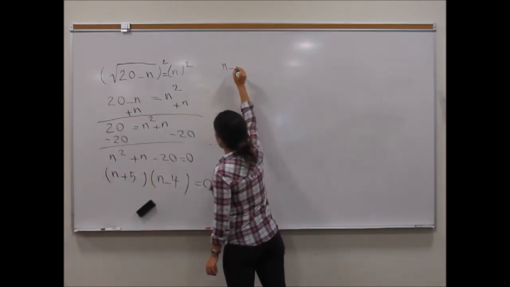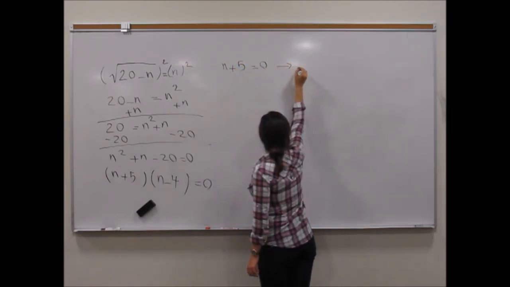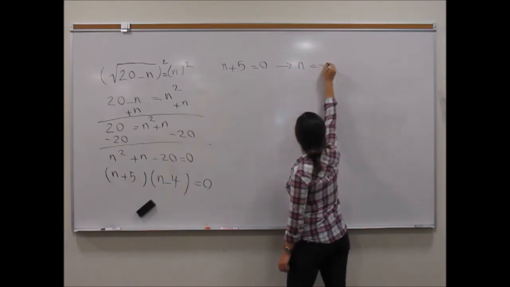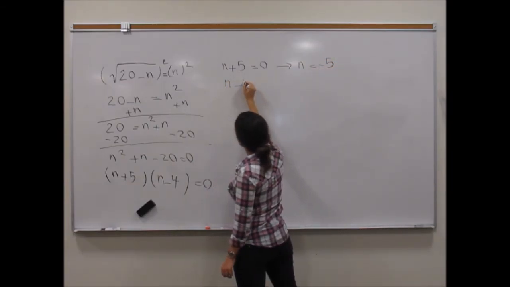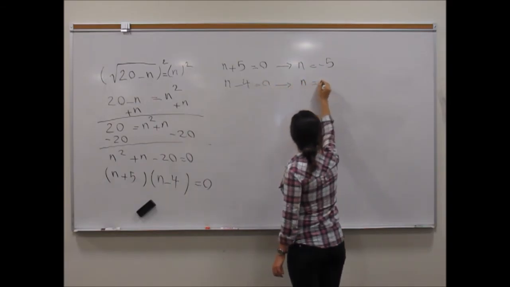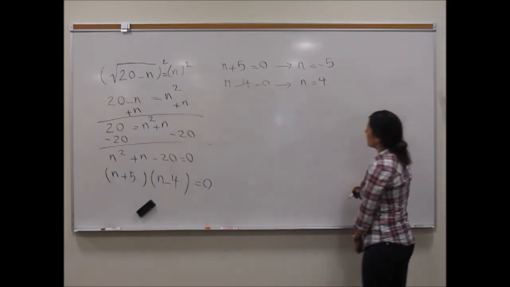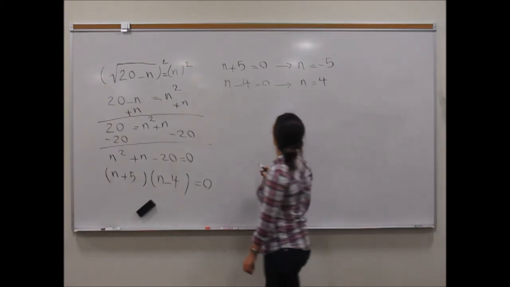So if n + 5 is 0, n would be negative 5. And then if n − 4 is 0, then our n is 4. So we have two answers. Let's check if they're both right or not.